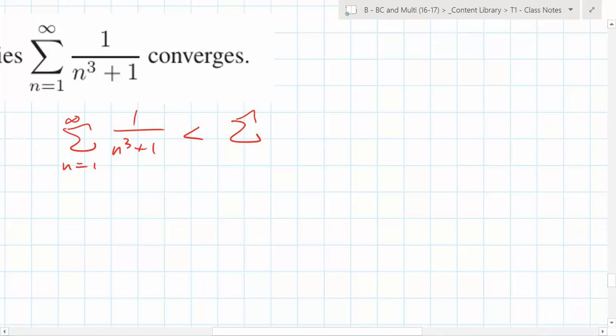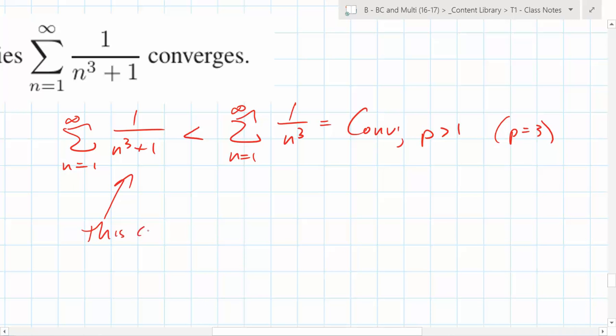Is it less than 1 over n cubed? Yes, because we made the denominator smaller, so we made it bigger. And you know that this right here diverges or converges? Converges. Why? Because p is greater than 1. In this case, p is equal to 3. So if that converges, therefore what?